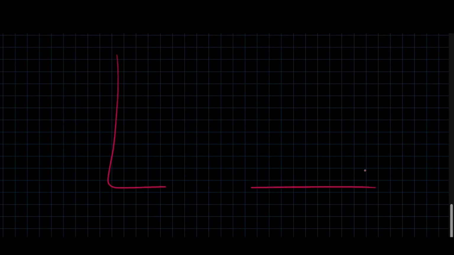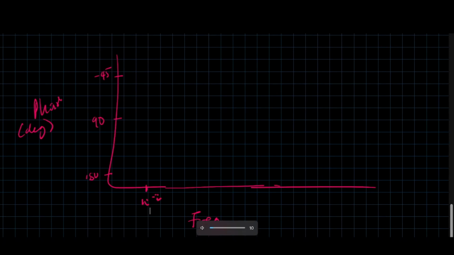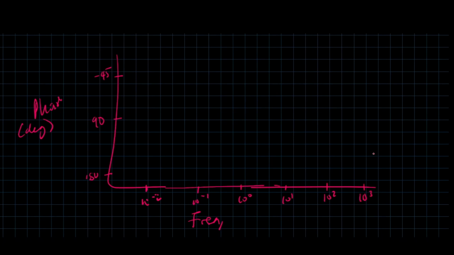Our graph is frequency against phase, which is in degrees. So I want minus 90 here, I put minus 45 here, and I put minus 180 here. Then this will simply just be 10 raised to the power minus 2. This will be 10 to the minus 1. This will be 10 raised to the power 0. This will be 10 raised to the power 1. This will be 10 raised to the power 2. This will be 10 raised to the power 3.